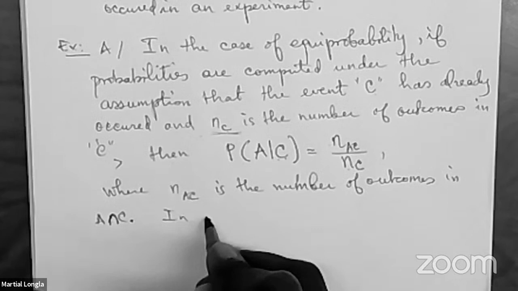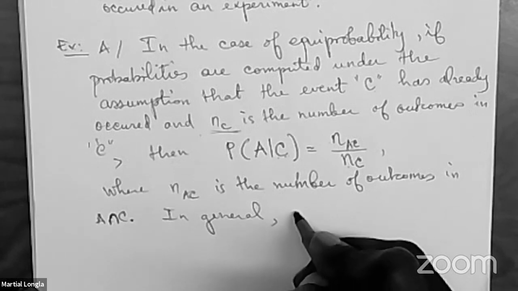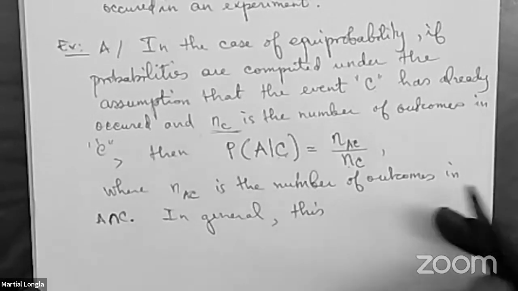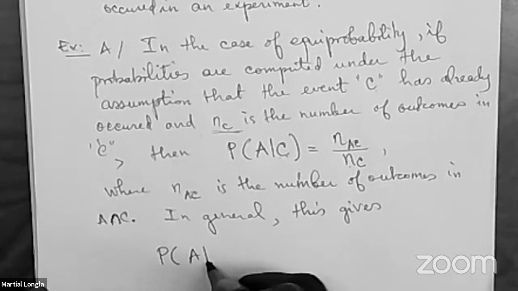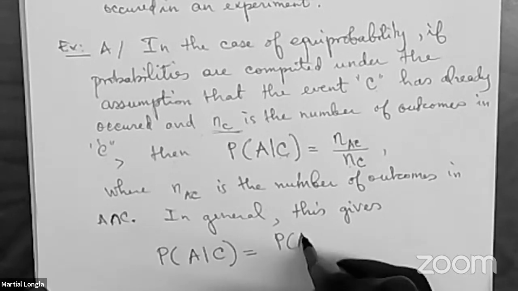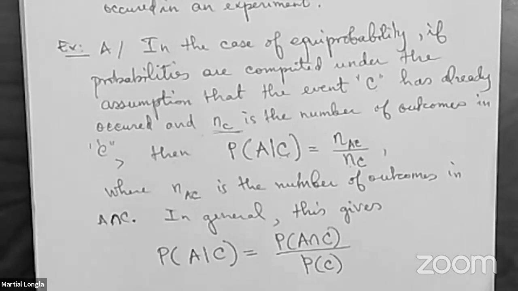So now in general, if you don't have the numbers and you have the probabilities, this gives the formula: probability of A given C equals P of A and C divided by the probability of C. So if you condition on C and you have the probabilities instead of the outcomes, what you need to do is to take the probability of the intersection of any event with C and divide by the probability of C. Therefore, you will get the probability of A given that the event C has already occurred.